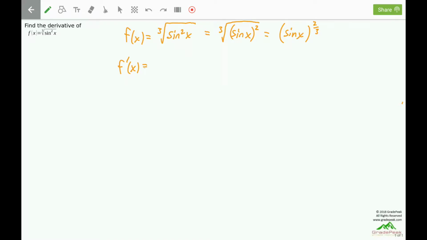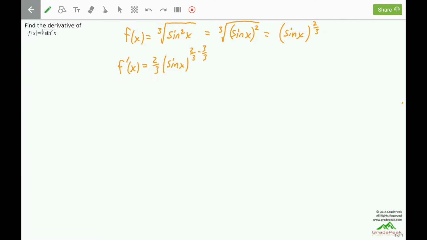F prime of x will follow at first the power rule, because we have a trig function inside the power. The power is the outermost function. Power rule. Bring the power down, leave the inside exactly as we see it, subtract 1 from the power, though I will call that minus 3/3.